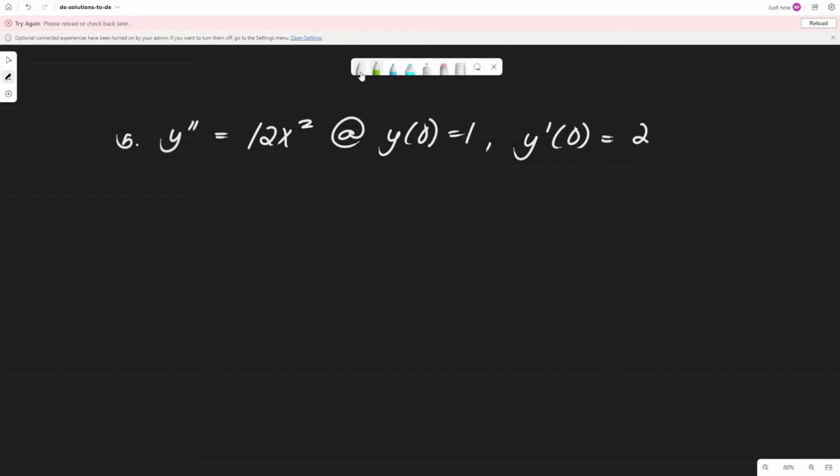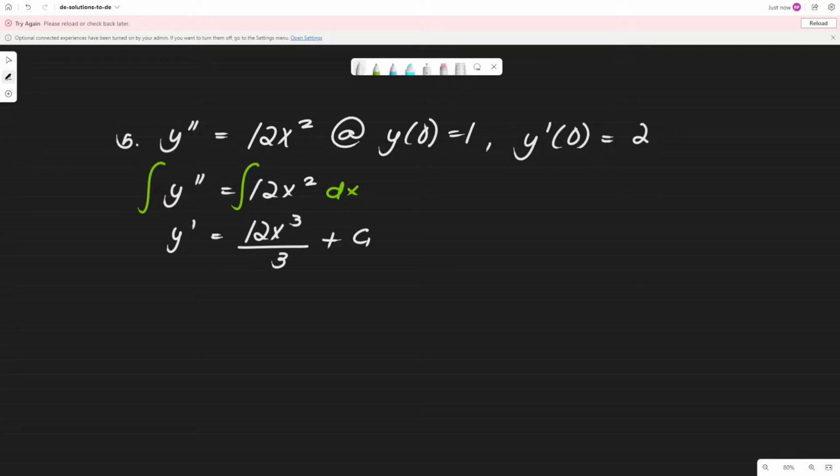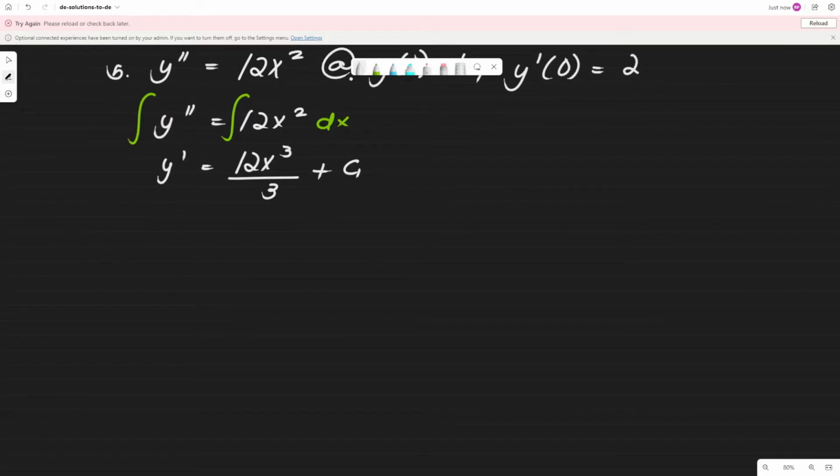So, we'll have y double prime is equal to 12x squared. Then let's get the antiderivative. The antiderivative of y double prime is, of course, obviously, y prime. The antiderivative of 12x squared dx, kasi we are integrating in terms of x, so we'll have is equal to 12x cubed over 3 plus c sub 1. Bakit c sub 1? Kasi mag-i-integrate pa tayo ulit later and magkaibang arbitrary constant yung makukuha natin doon. Okay, so cancel to.